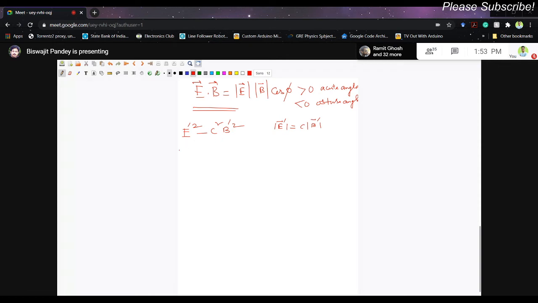So let us check that. Again, we know the expressions for Ex, Ey, Ez and Bx, By, Bz in terms of the prime quantities. So let us write those down. Ex prime square plus Ey prime square plus Ez prime square minus c square Bx prime square minus c square By prime square minus c square Bz prime square. I could have taken c square outside, but anyway.